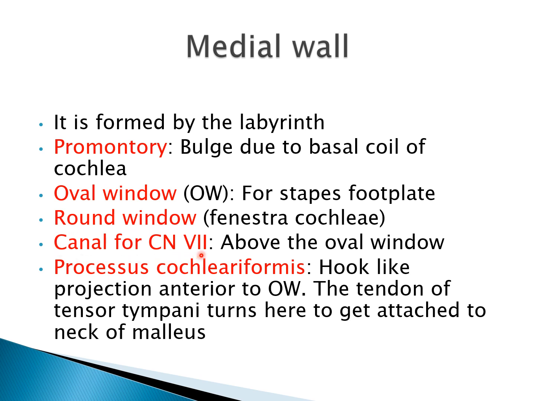Then there is a canal for the seventh cranial nerve, that is fallopian canal or facial canal, which is located above the oval window. And then there is a processus cochleariformis, which is again a hook-like projection present anterior to the oval window. The tendon of the tensor tympani turns here to get attached to the neck of malleus. So we'll see the anatomy of the medial wall in a figure in next slide.